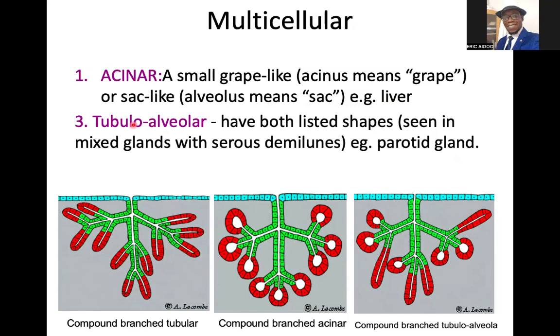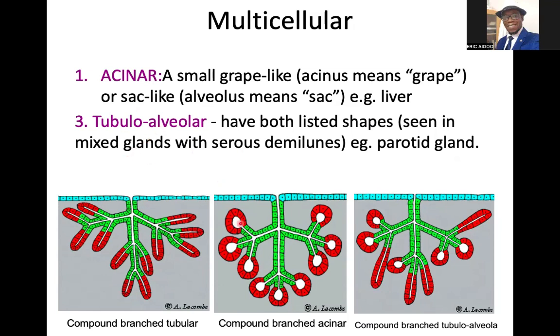Then you may also have a combination of the tubulo and then the alveolar or the acinar together. So we call that tubulo-alveolar. You can also describe it as tubulo-acinar. They have both shapes, i.e. the tube and then the spherical one. Seen in mixed glands with serous demilune. So whenever there is a tubulo-alveolar or tubulo-acinar, the tube will be closer to the duct, and then the alveolar portion will be the most distal.